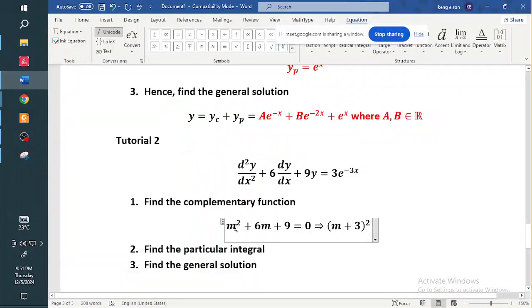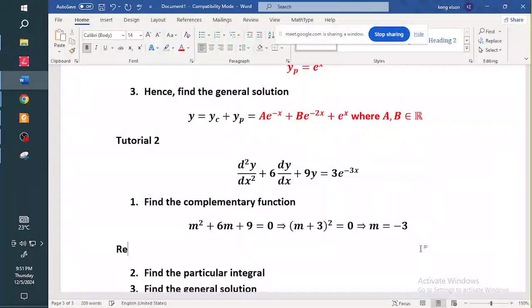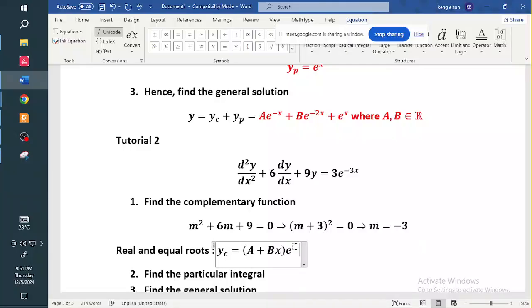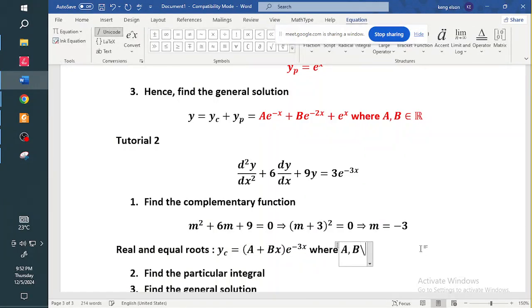Okay, so we have m squared plus 6m plus 9 equal to 0. So it means m plus 3 all squared is equal to 0. So here we are just going to have two roots that are equal, which is negative 3. So m equal to negative 3. So real and equal roots. For real and equal roots, our complementary function is of the form a plus bx, times e raised to the power that root times x. So that's our complementary function, where a and b are all real numbers.